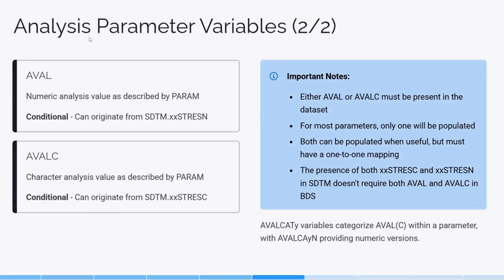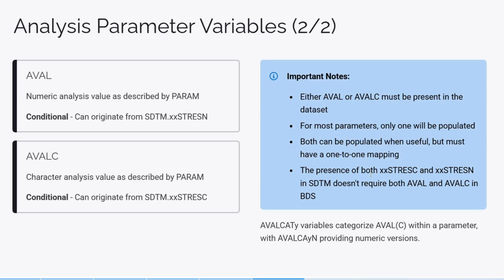Okay, so the analysis variable will be AVAL. Both AVAL and AVALC can be populated when it may be useful. The numeric result value is described by the PARAM, and can originate from the original result, the standardized original result. In AVALC, the character analysis value is described by the PARAM. So either AVAL or AVALC must be present in the dataset. For most parameters, only one will be populated. Both can be populated when useful, but must have a one-to-one mapping.